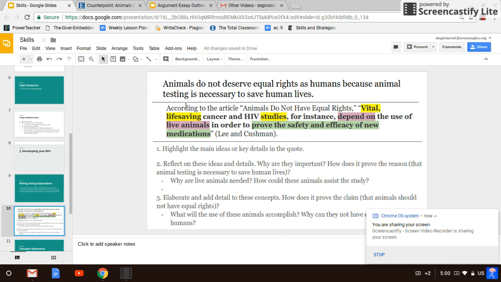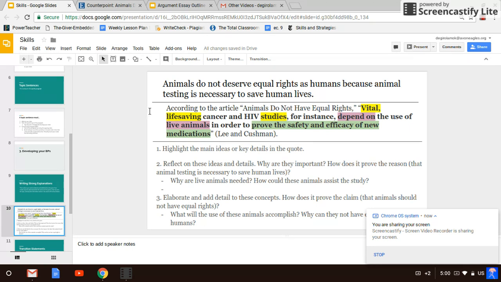Okay? My quote says, according to the article, "Vital life-saving cancer and HIV studies, for instance, depend on the use of live animals in order to prove the safety and efficacy of new medications." So once I'm looking at my evidence piece, the first thing that I should do is probably highlight main ideas or key details in the quote. This is going to help me focus on reflecting on the quote and focus on the main ideas mentioned there so that I can add some details. That way I can fill in some blanks that the reader might have.